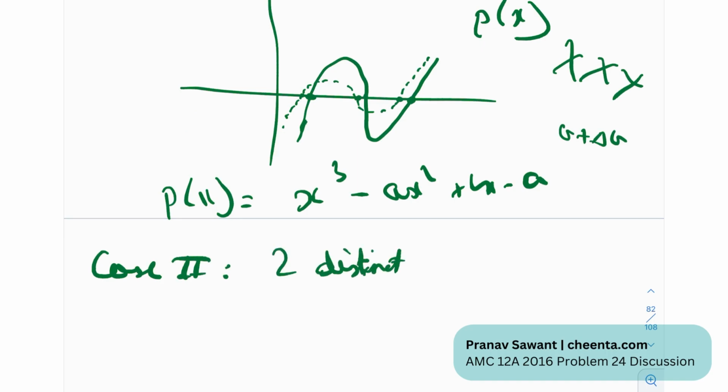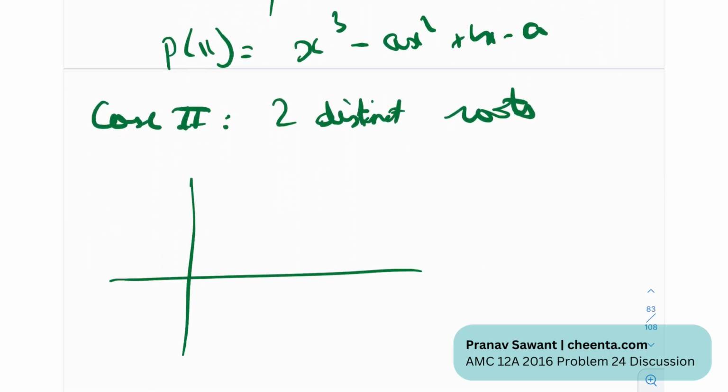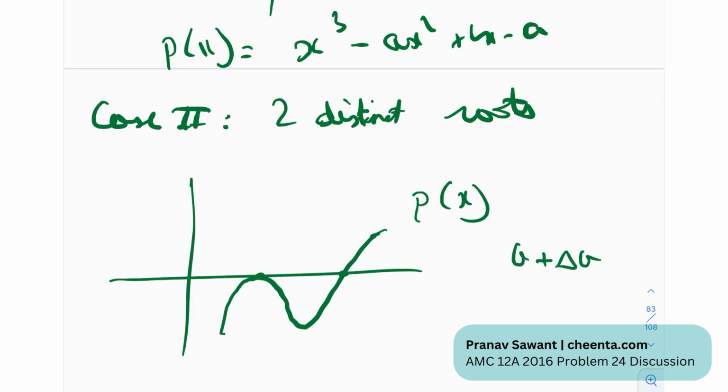Now, if it has 2 distinct roots, one is the repeated root, right? So here we essentially have 2 possibilities. One is that it looks something like this. Let's consider that this is the repeated root and this is the other distinct root. Now, if this is the polynomial p of x, then again, using the same thought process, if we increase b by a very small amount, what will happen to this? It'll shift a little bit over here, right? And this will actually shift a little bit up. This will actually shift a little bit up. So this gives us 2 roots over here and the third root over here, right?